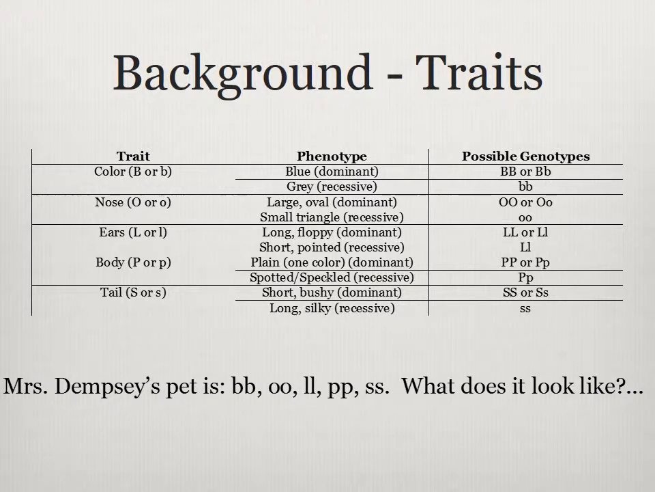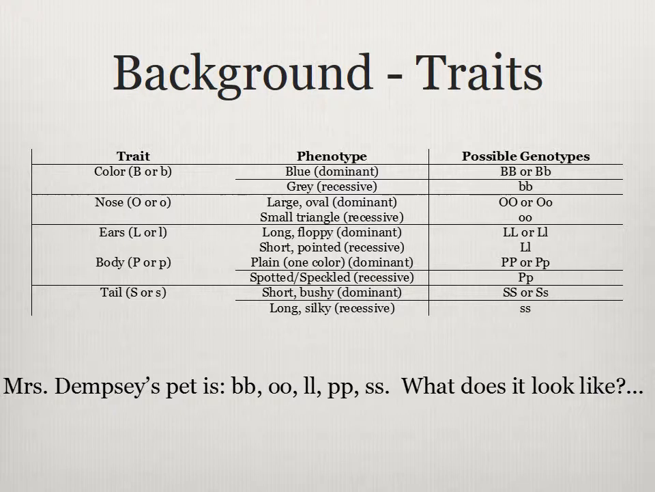So we're going to be working with 5 traits in this project: color, nose shape, ear shape, body decoration, and tail characteristics. So there are 2 choices for each trait. For color, you have either blue or gray. For nose, you have a large oval nose or a small triangle nose. For ears, you have long floppy ears or short pointed ears. For body, you have plain body, that's just one color, or a spotted, speckled, designed body. For tail, you have a short bushy tail or a long silky tail. So those are your only 2 choices.